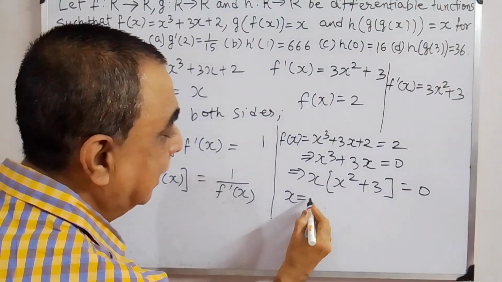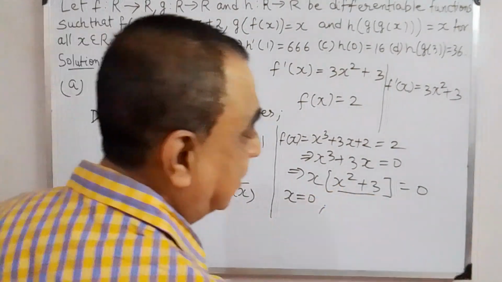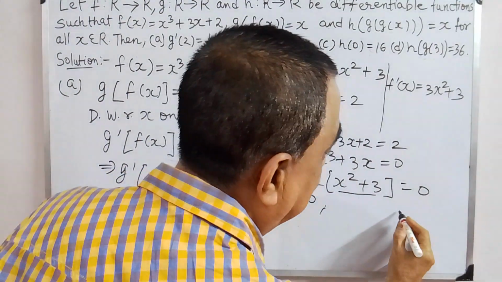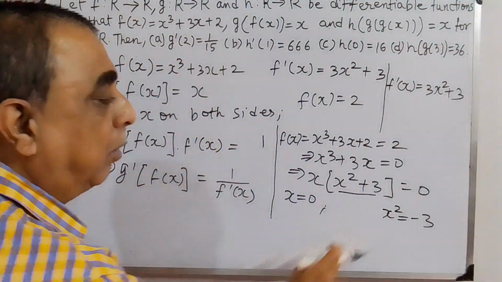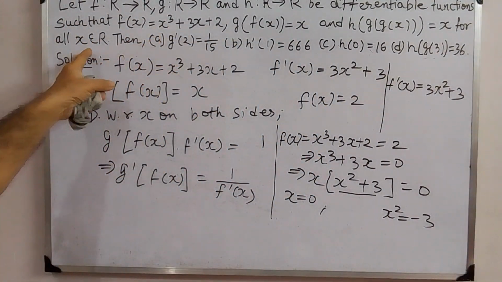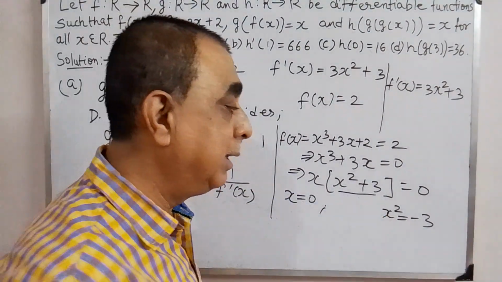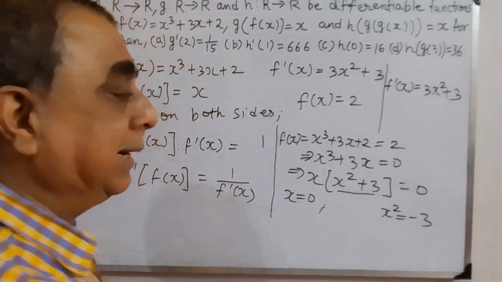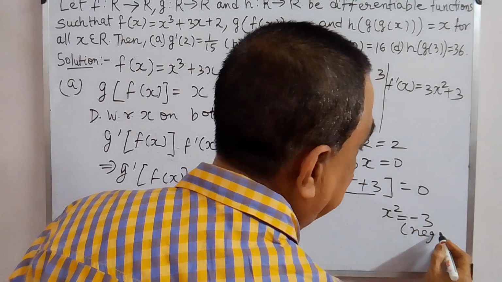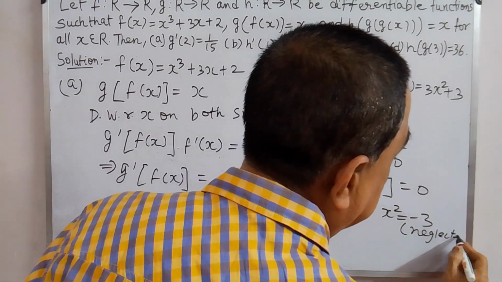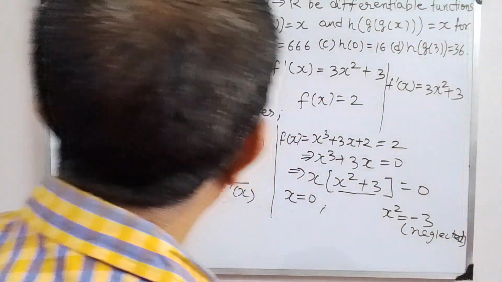So either x is equal to 0, or from here, if I make x squared plus 3 equal to 0, what will I get? I will get x squared is equal to minus 3. Now it is told to us that x is an element of the real numbers, so a real number squared cannot be equal to a negative number. So this is rejected. x squared cannot be equal to minus 3, because x is a real number.